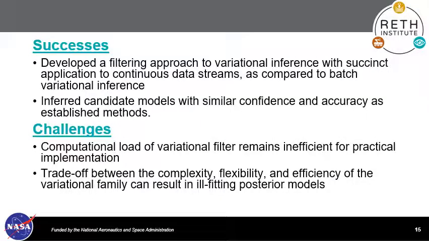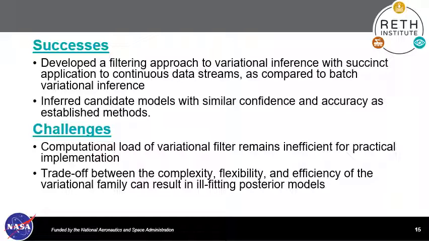Overall, this application of automatic differentiation variational filtering demonstrates several successes of the method and some remaining challenges that require further development. In this study, we have shown that the variational filter can be used to iteratively infer the states and parameters of continuous data streams, giving comparable results to established methods.